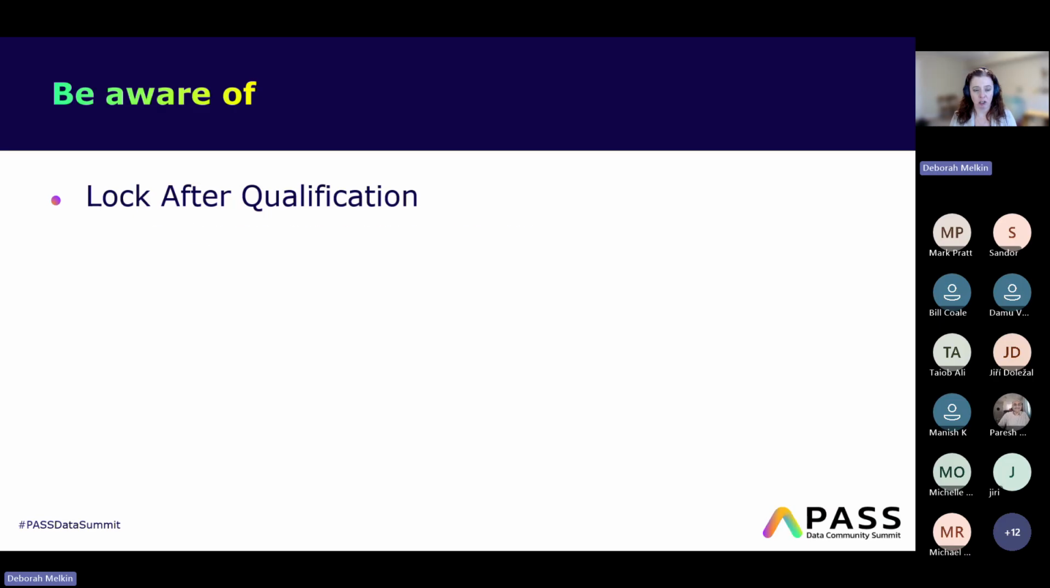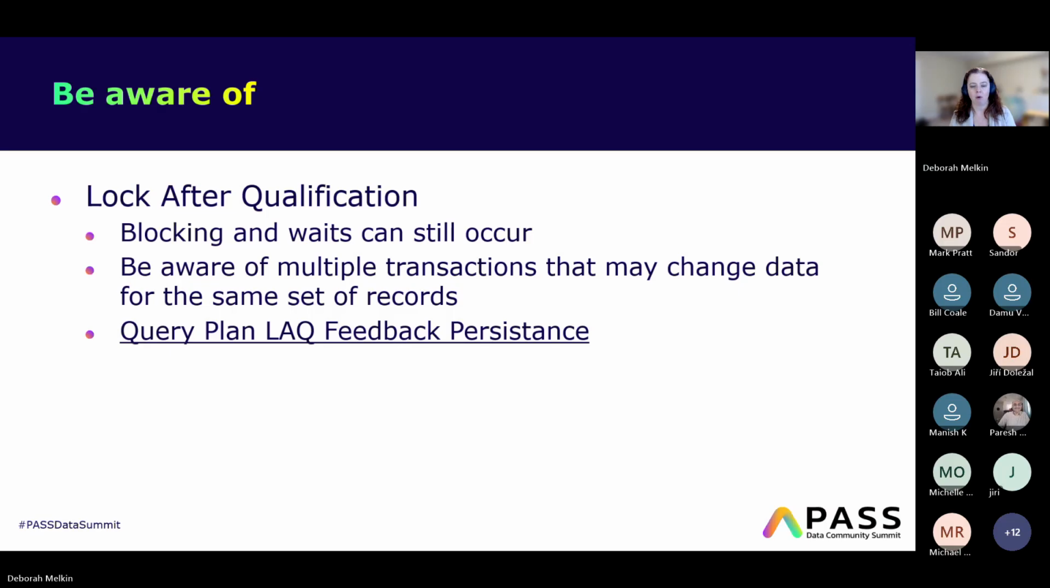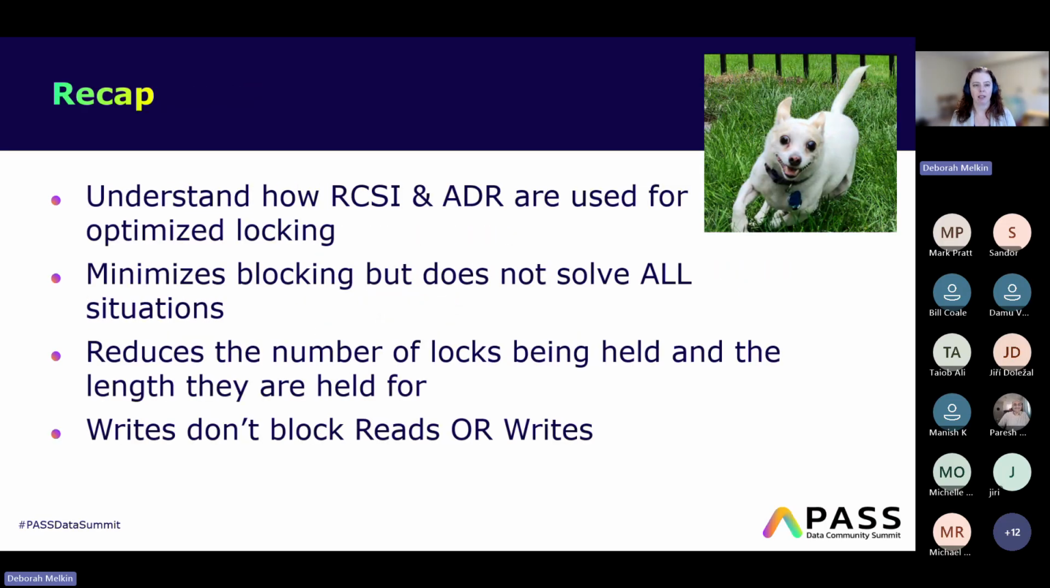Lock after qualification, we kind of mentioned this. Blocking and waits can still occur. That's okay because we understand why it's happening. So you do want to be aware of all those transactions that are updating the same pieces of data on the same records from different places. You just kind of want to watch that, make sure everything's still updating and accurate at the end. We talked about the feedback persistence. Too much, it's going to stop.